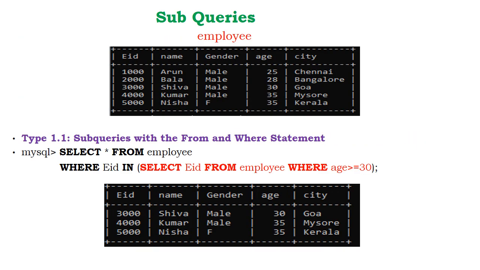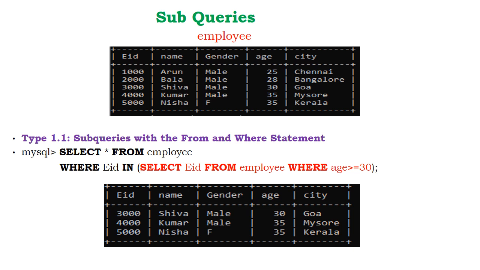And next one is subquery with from and where statement. For example, select star from employee where employee ID in. Within the parentheses, write the subquery. Select EID from employee where age greater than or equal to 30.